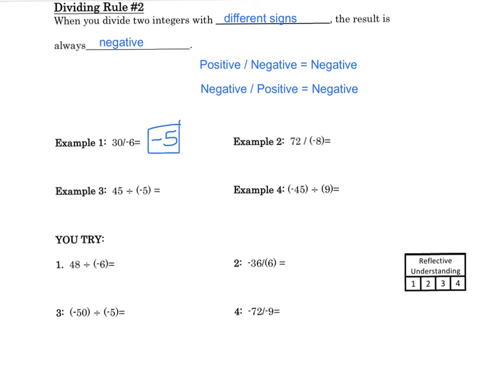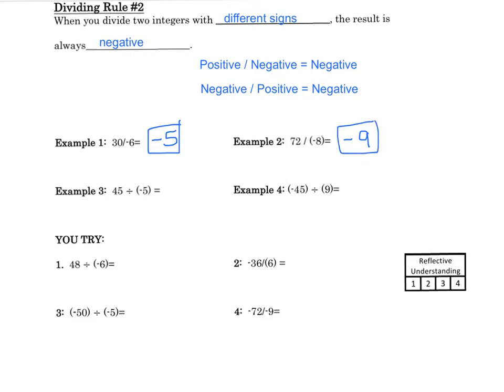Example 2. We have a positive 72 divided by a negative 8. A positive divided by a negative gives us a negative, and 72 divided by 8 is 9. So our answer is negative 9.